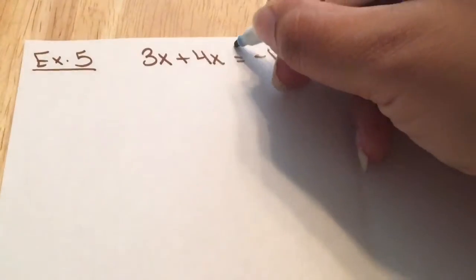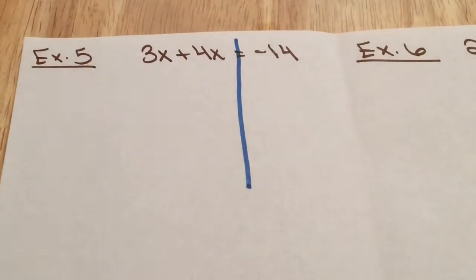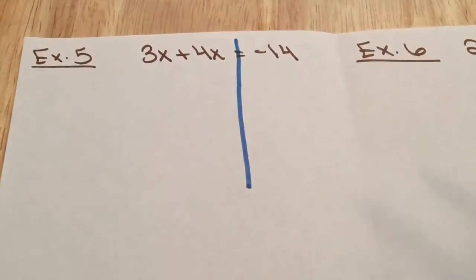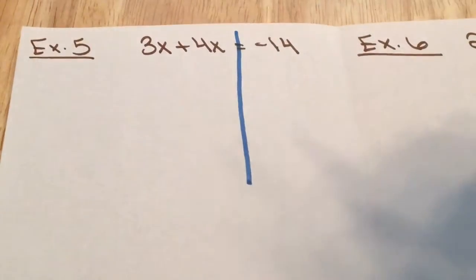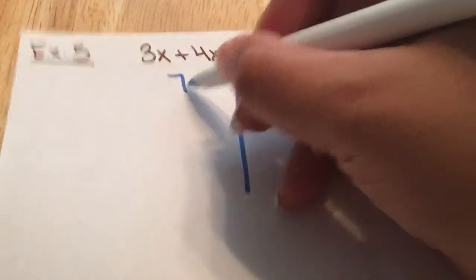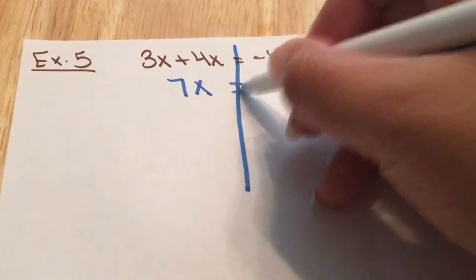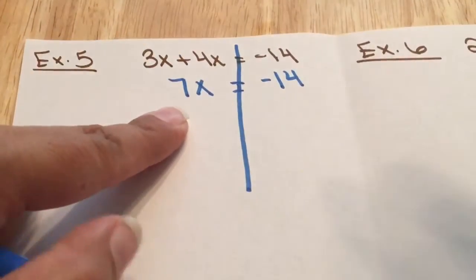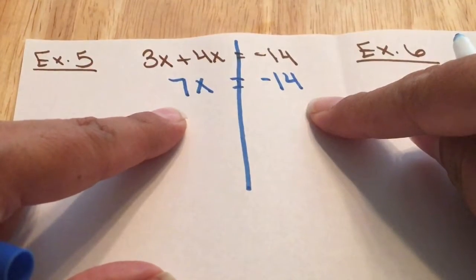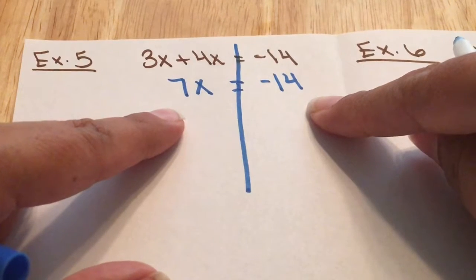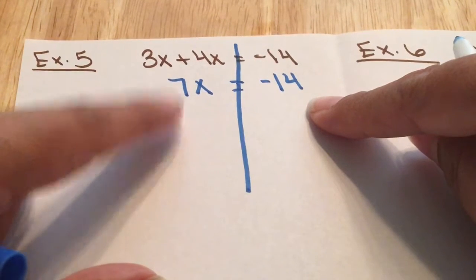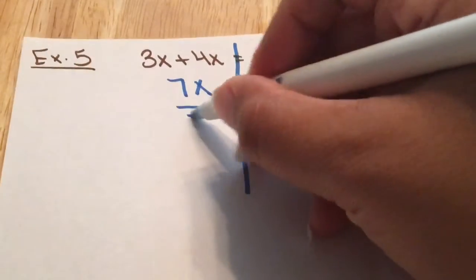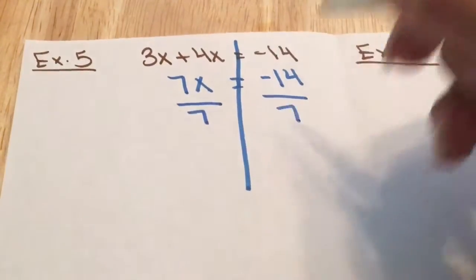So I'm going to go ahead, draw my line right here so I have a different left and right side. I do have like terms, 3x plus 4x. We know 3x plus 4x is 7x equals negative 14. Because my variables and my constants are already separated with the equal sign, I don't need to do step 4 and get them all together. I don't need to collect like terms again. I can just go straight to step 6 and divide both sides by 7.